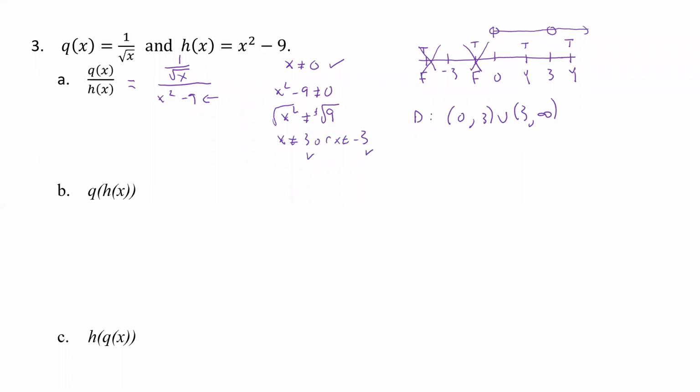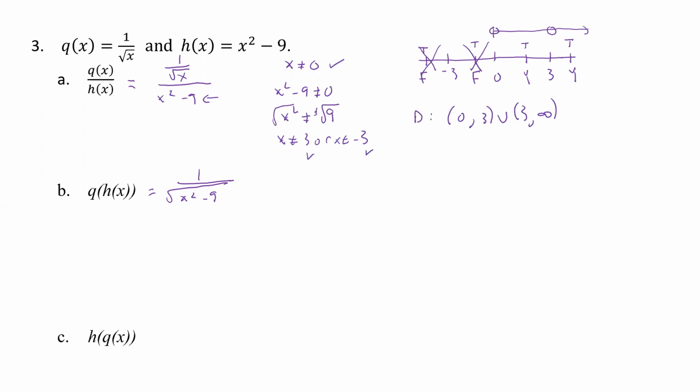All right, what about q of h of x? And so what does that mean? We're going to plug in h of x into q. So this is h of x. We're going to plug that into q. And so that's going to give us 1 over the square root of x squared minus 9.